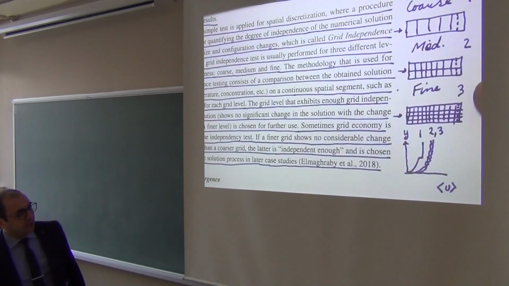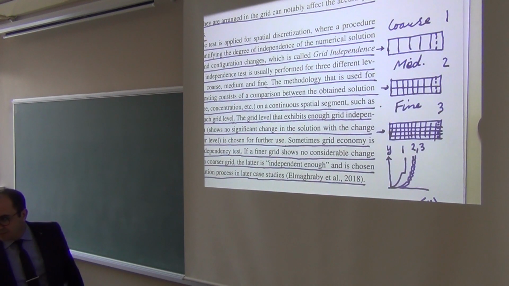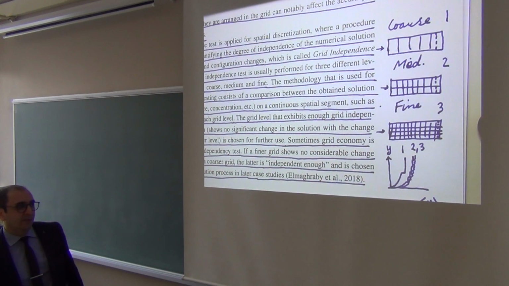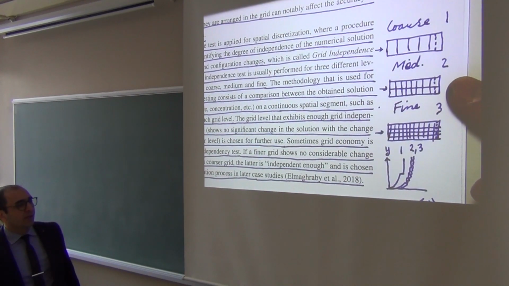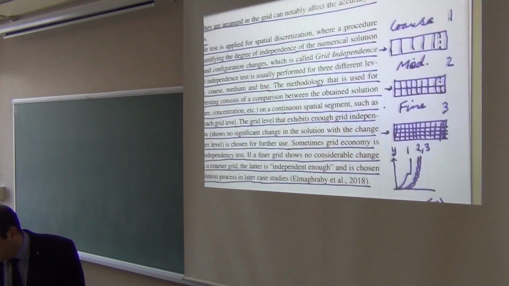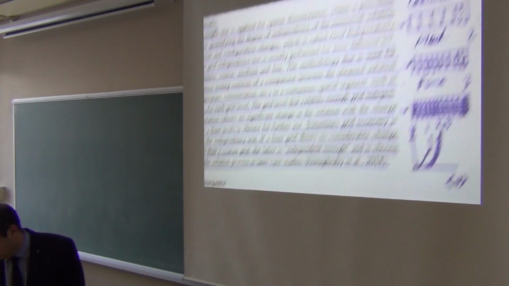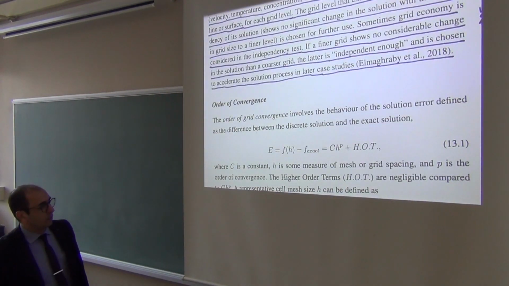Okay, so which means grid 2 is very close to grid 3. I may even be tempted to use grid 2 for my analysis because it's very close. If I did choose grid 2, I would have an economized model. It's not too expensive to run. But I shouldn't use number 1. Okay?